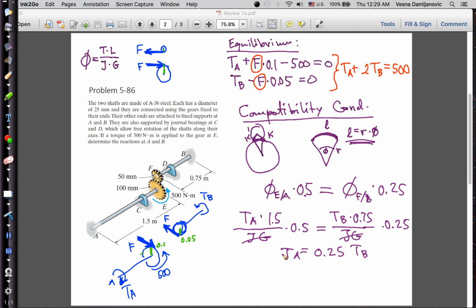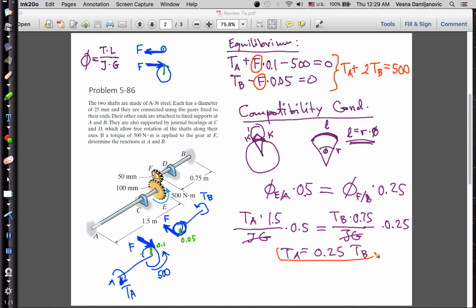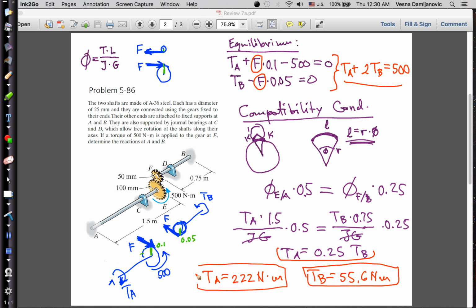And so now you have those two equations, this one and that one there. When you solve the system of two equations with two unknowns, you get TA equal to 222 Newton meters, and TB equal to 55.6 Newton meters. And these are our solutions. These are the reactions in the supports.